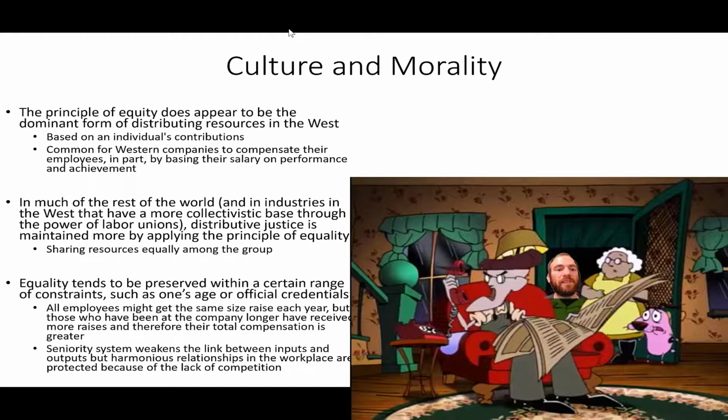And finally, the last cross-cultural component that I want to bring into the class is culture and morality, and looking specifically at different principles of morality. Beginning with the principle of equity, which does appear to be the dominant form of distributing resources in the West. So this basically has to deal with how we distribute resources within a society. And the principle of equity appears to be the dominant form of distributing resources in the West.